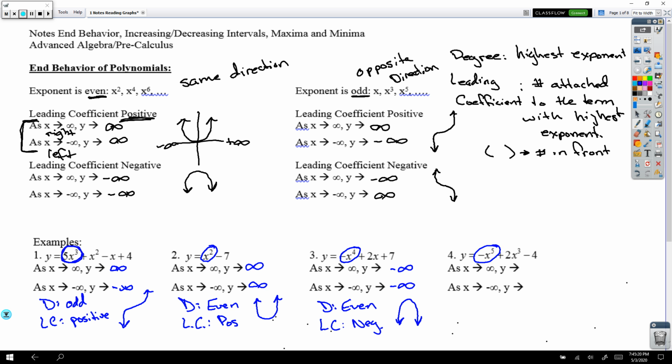There's my largest exponent, so my degree is odd. And my leading coefficient is negative 1 again, so negative. So that's going to be the cubic function that looks like this. Right side of the graph, it's going down to negative infinity. Left side of the graph, it is going up to positive infinity. So that's end behavior.